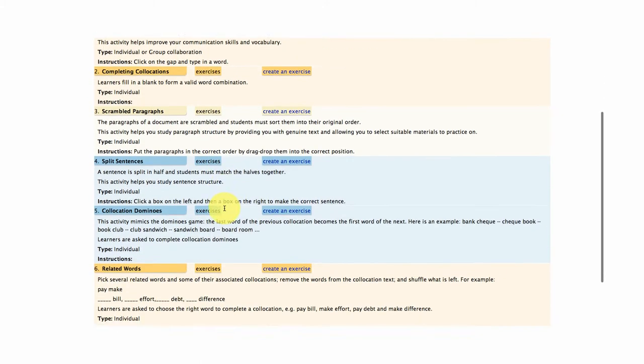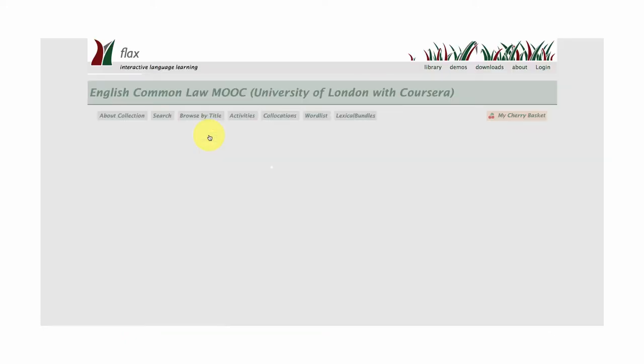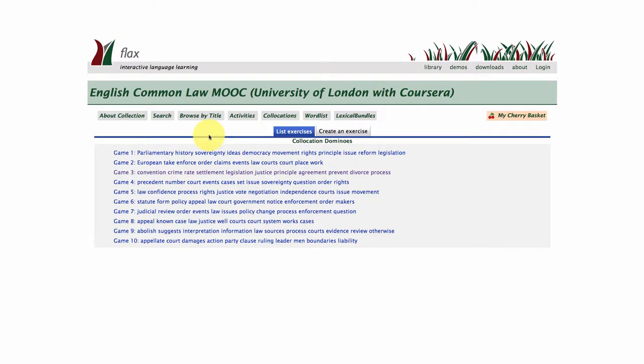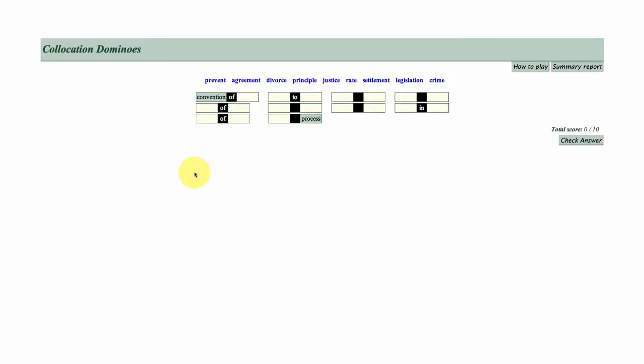So let's go back and have a look at a couple of the collections, if we have time, based on the British National Corpus. What I've done here is create a dominoes game out of key legal words that have occurred in the English common law lectures, but also they occur in this larger British English corpus. And what you need to do is drag the words into their domino position.